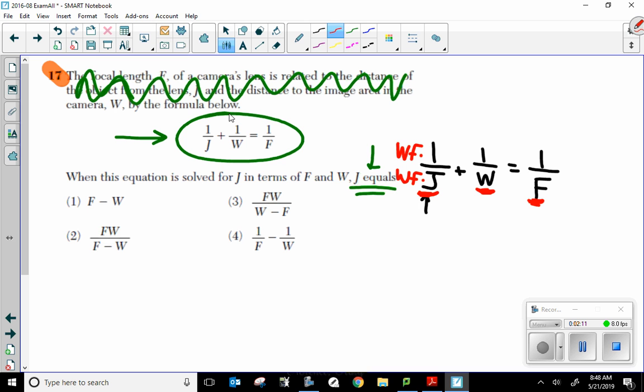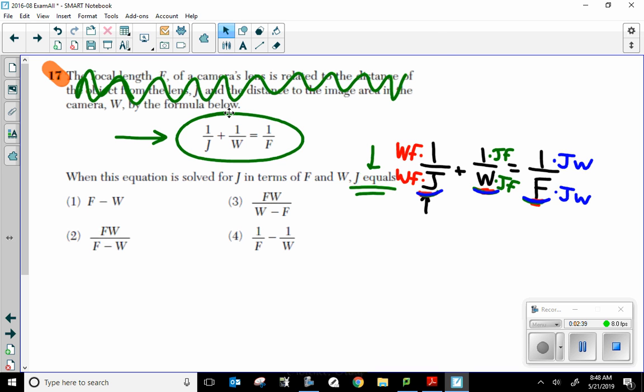What I do to the bottom, I need to do to the top to keep it the same. Now, the middle fraction has a W. It needs a J and an F, so I'm going to multiply this by JF. What I do to the bottom, I need to do to the top. And last but not least, this one on the far right has an F, but it needs a J and a W. So I'll multiply that times JW. What I do to the bottom, I need to do to the top.